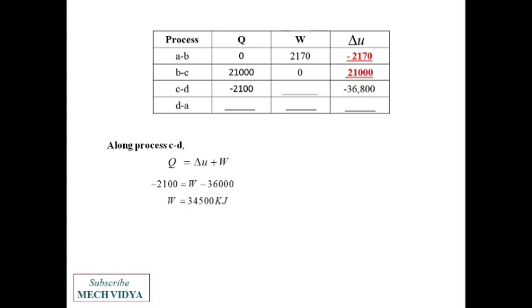Now for the process DA, we have to find out all these three terms, Q, W and del U. So this is somewhat tricky. Along the process DA, first let us try to find out Q. I have one clue in the question. They have said that summation of all the heat transfer during a cycle is minus 170 kilojoule. This is given in the question. And also given in the question is one more thing, that the system completes 100 cycles per minute.